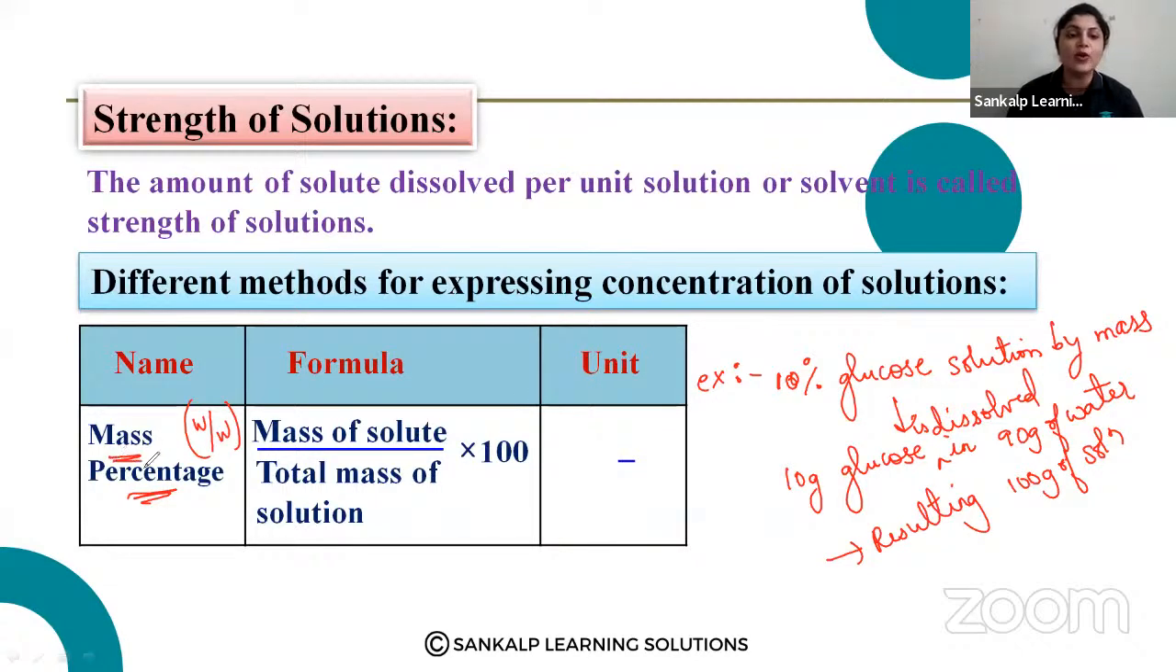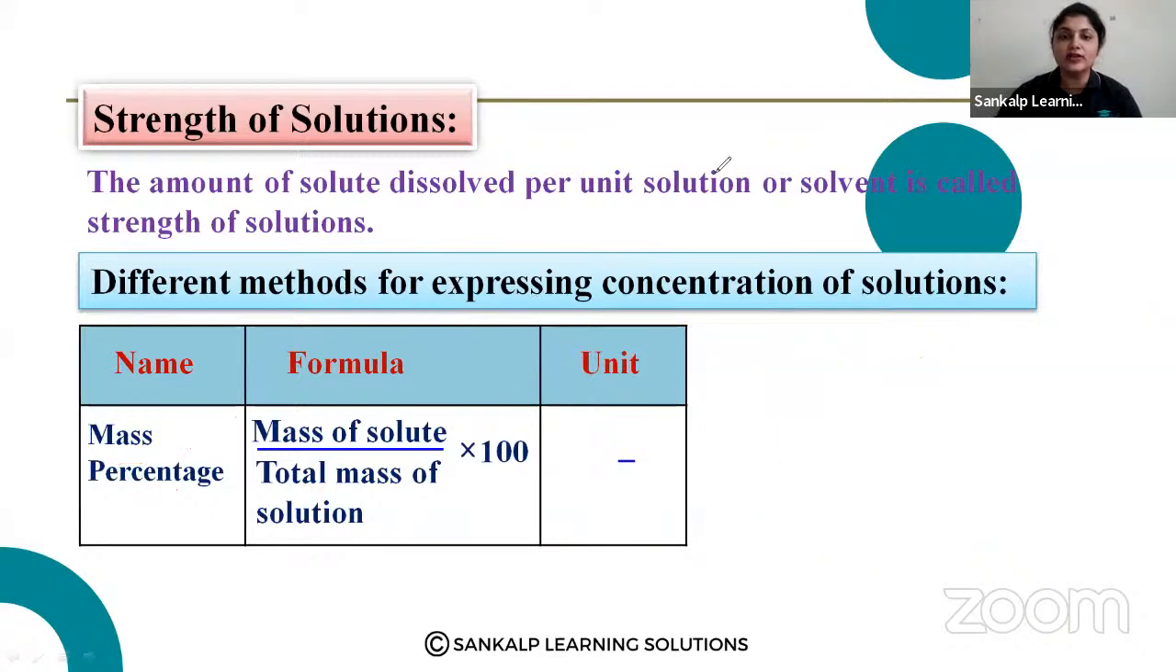So mass will always be expressed in terms of W, W by W. You can see here the water is taken in grams, and your solute also is taken in grams. Mass percentage is always expressed in grams. Both your solute and solution will be given in grams. So this is your mass percentage.